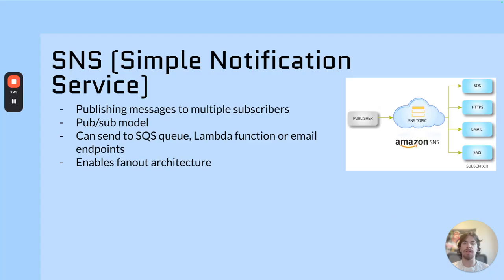And we have SNS, Simple Notification Service. This is for publishing messages to multiple subscribers at once. Pub/sub model is what we call it, publish-subscribe. So when an event happens, SNS sends notifications to all of the subscribers of that event, whether that's SQS queues, Lambda functions, or email endpoints. This enables fan-out architecture where one event triggers many actions.